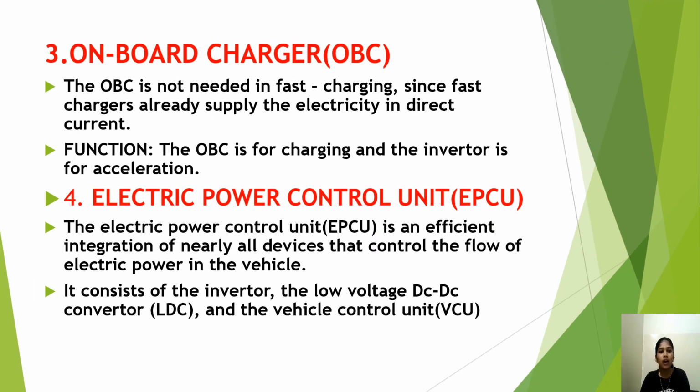Our next point is the onboard charger. The onboard charger is not needed in fast charging, since fast chargers already supply the electricity in direct current. The function of the onboard charger is for charging, and the inverter is for acceleration. Fourth one is the electric power control unit. The electric power control unit is an efficient integration of nearly all devices that control the flow of electric power in the vehicle. It consists of an inverter, a low voltage DC-DC converter, and a vehicle control unit.